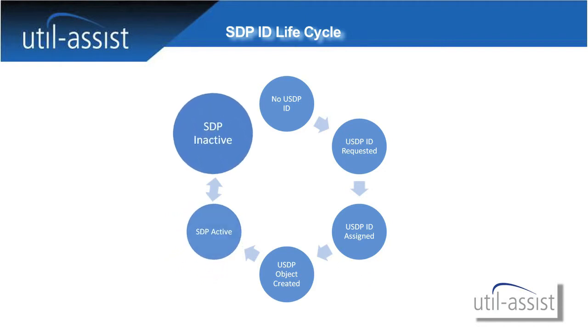SDP inactive. An SDP is inactivated when attributes are removed from the SDP record by not including the SDP in a psync file. The psync file is the only way in which an SDP can be inactivated.